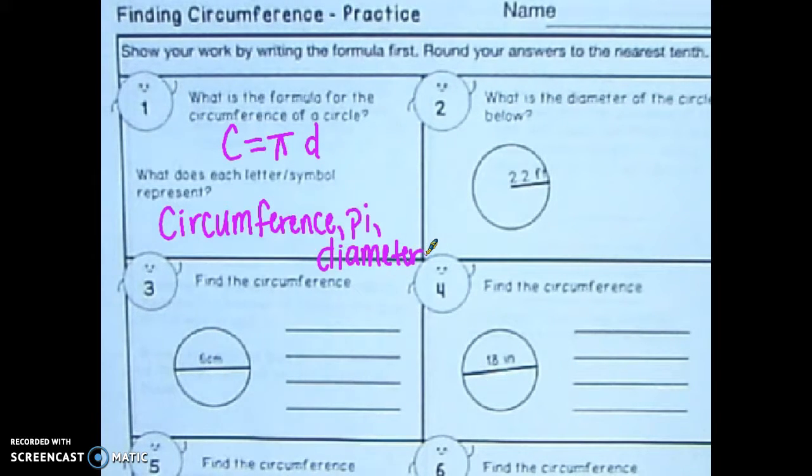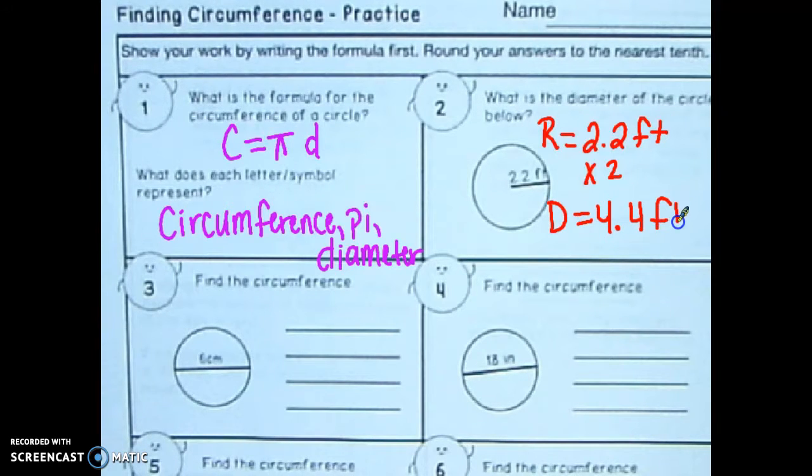Number 2, what is the diameter of the circle below? So it tells us the radius equals 2.2 feet. To get the diameter of a radius, you multiply by 2. The diameter is 4.4 feet. Number 3 says to find the circumference. So now is when we use pi.